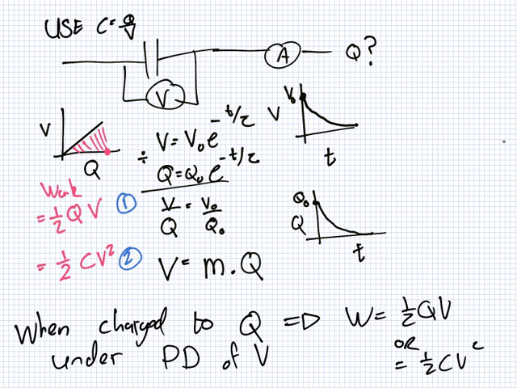What do you mean when charged to Q under position? Oh, I just mean the capacitor is charged up, so there's Q charge in it, and the potential difference if you were to connect it to a voltmeter would be V. Or if you prefer Q0, V0. Okay, you have that?